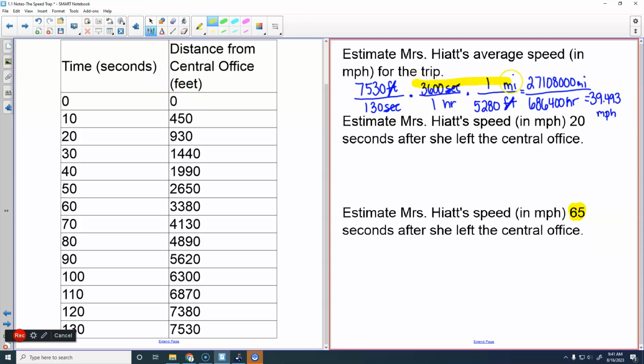So this part right here that I use to convert from feet per second to miles per hour, you would do that every time to go from feet per second to miles per hour. So I'm going to give you a little longer to look at the last two questions to see what you're getting there.